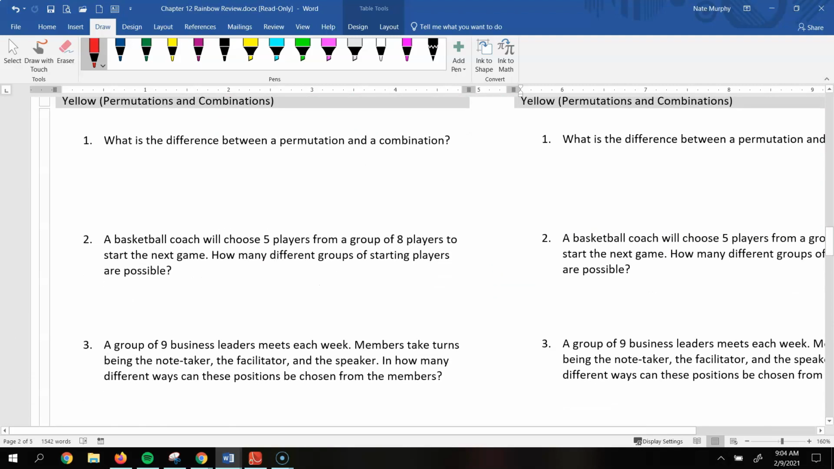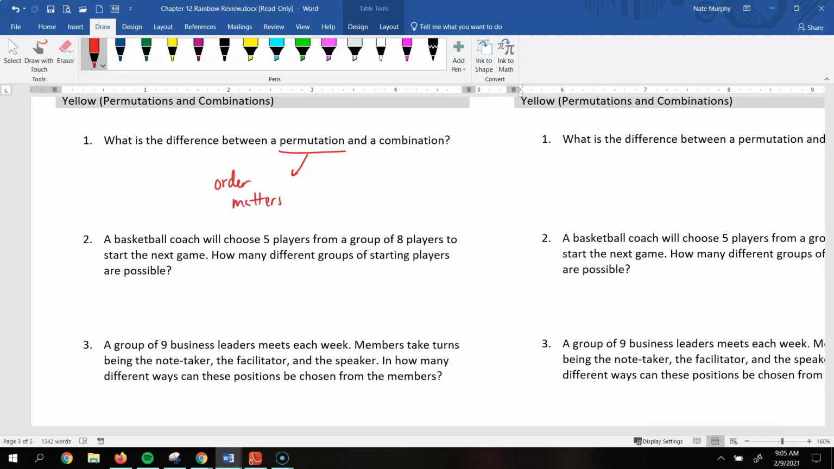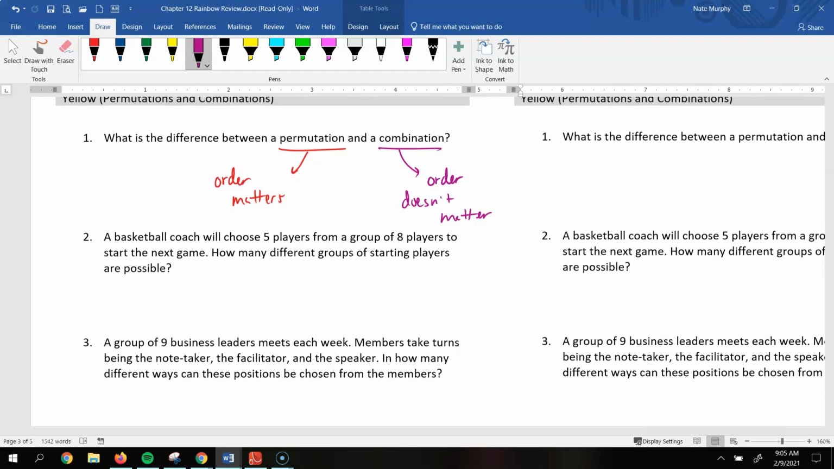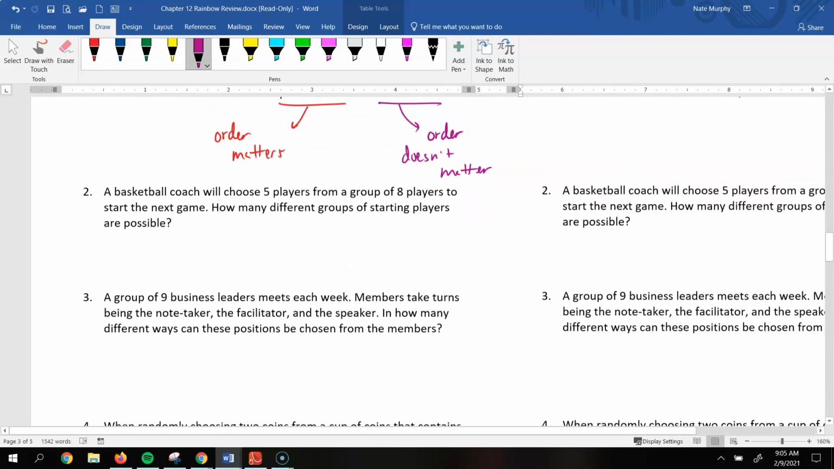All right, let's look at the yellow sheet. It says, what is the difference between a permutation and a combination? Well, a permutation is where order matters, and a combination is where order does not matter. So you just want to make sure you know the difference, because in a lot of these, you're going to have to determine whether they represent a permutation or a combination.